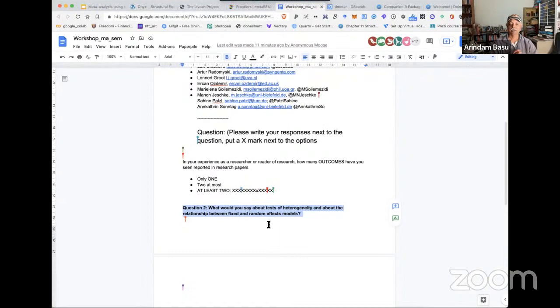So what would you say about tests of heterogeneity and about the relationship between fixed and random effects models? What are your takes? What are your preferences? What do you do? I'll tell you some stories that I have experienced before, but I want to hear your impressions. Anyone? Any comment on your take on fixed effects versus random effects meta-analysis?